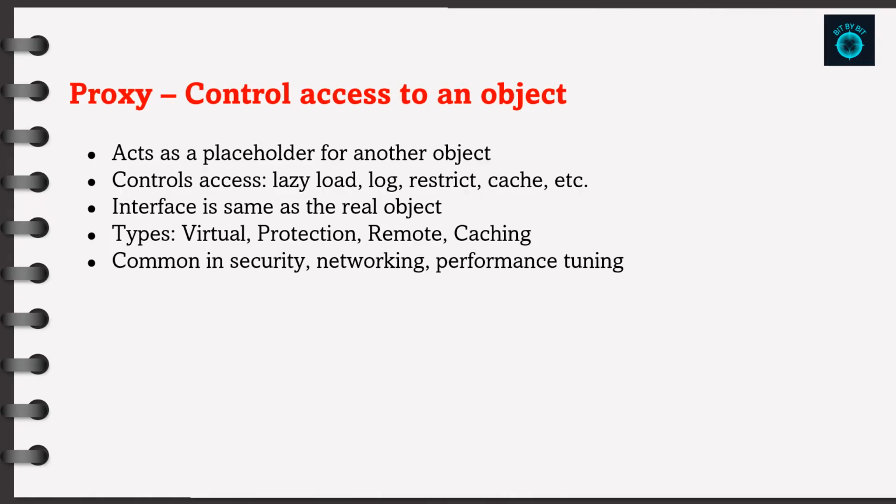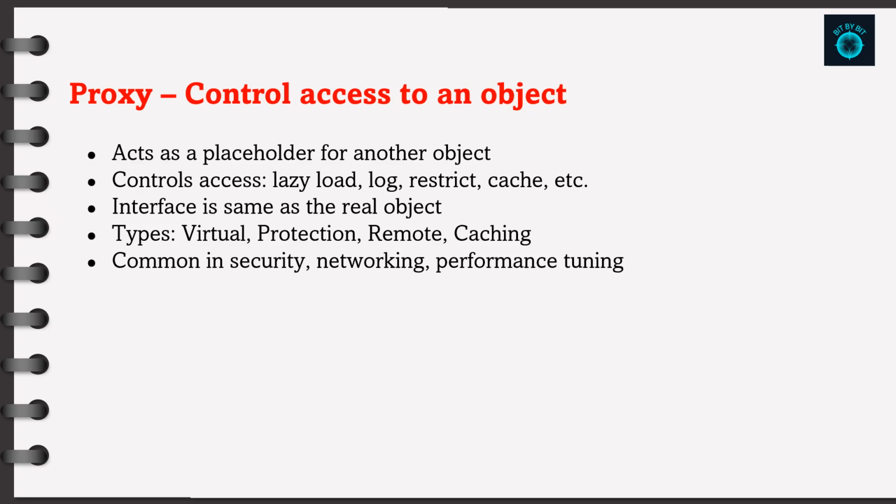Proxy, control access to an object. The proxy pattern provides a substitute or placeholder for another object. It's used when direct access to the real object is not desirable or possible. The proxy has the same interface as the original object, so the client can use it just like the real thing. A proxy can do many things before or after forwarding a request, such as logging access, delaying object creation, controlling permissions, caching results, or communicating with a remote service.